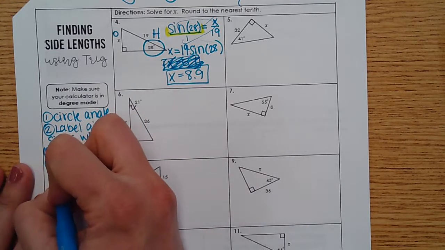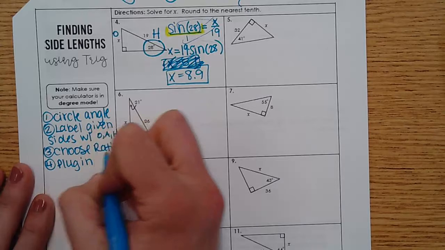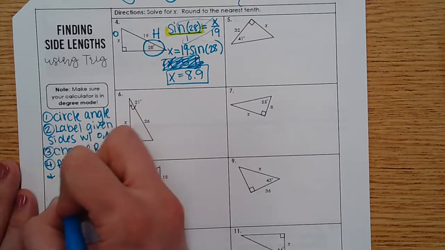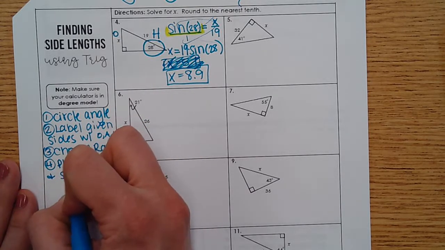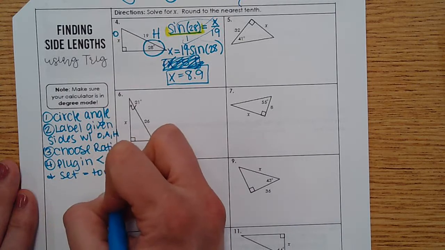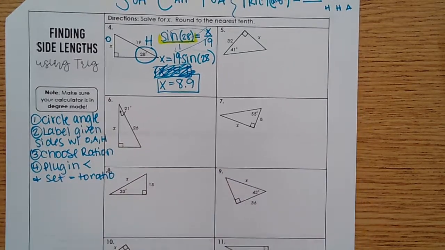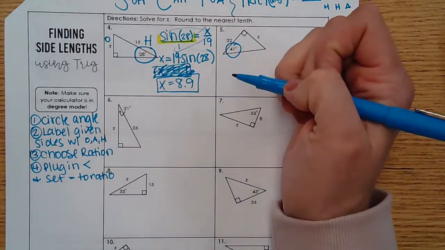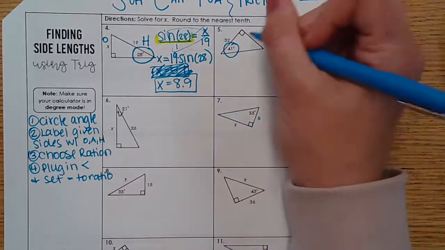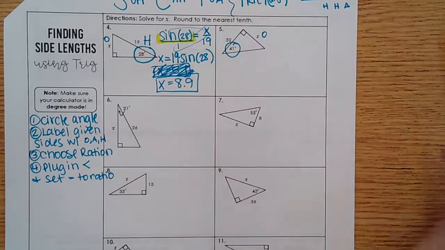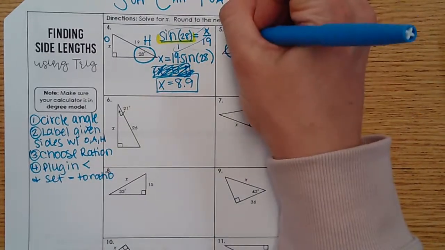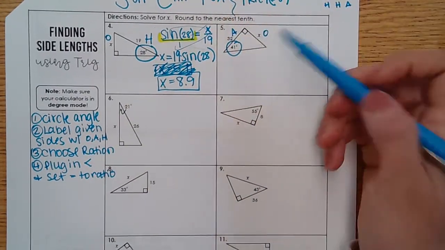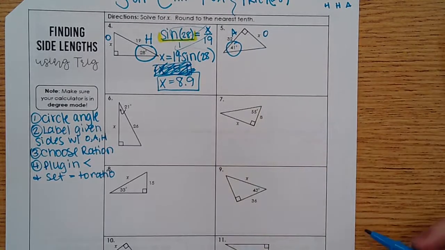Step 4 is to plug in the angle and set it equal to the ratio. So here we go, let's follow these steps. Step 1 is to circle the angle we have. Step 2 is to label with either an O, A, or H. The X that I'm trying to solve is an O. The 32 that I'm given is the adjacent. It's not the hypotenuse because it's not across from the 90.